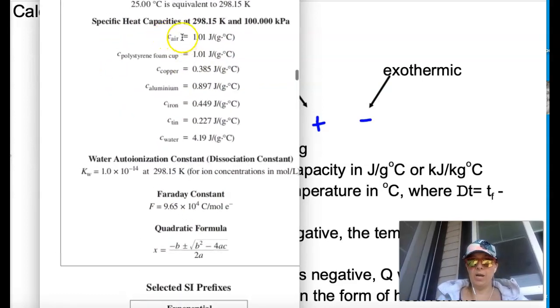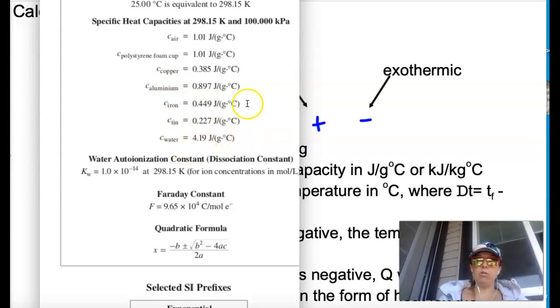They give you the specific heat capacity of air, although we never really use it, so I'm not sure why they give it to you. And same with the polystyrene foam cup. We never really use those first 2. It's the next 5 that tend to be the ones we use. So copper, aluminum, iron, tin, and water.